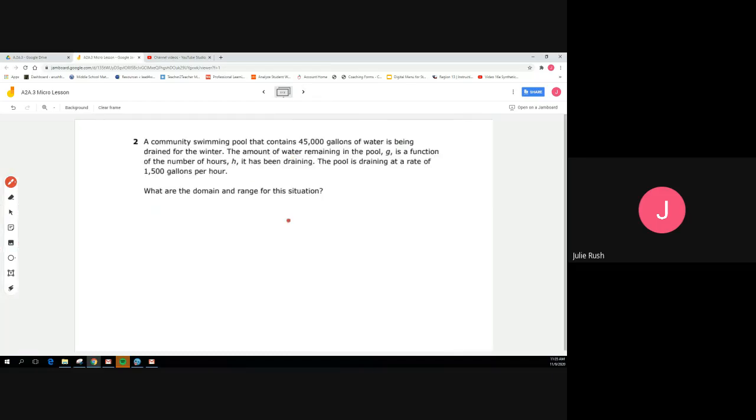For our next one, it says a community swimming pool that contains 45,000 gallons of water is being drained for the winter. The amount of water remaining in the pool, G, is a function of the number of hours, H, it has been draining. The pool is draining at a rate of 1,500 gallons per hour. What are the domain and range of this situation?